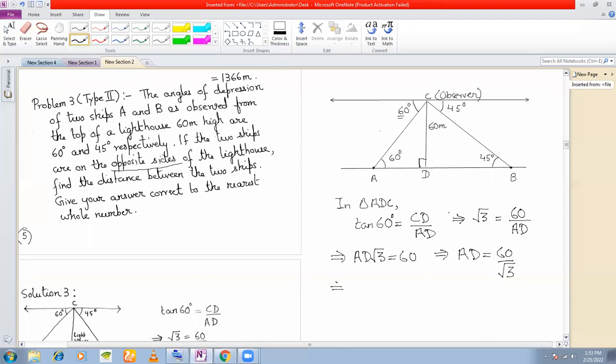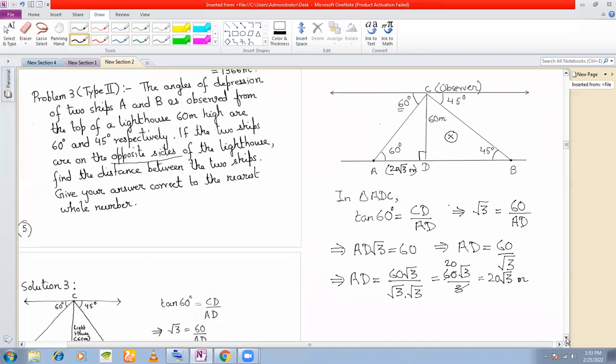Rationalize the denominator by multiplying the numerator and denominator by root 3. So 60 into root 3 divided by root 3 into root 3. So you get 60 root 3 by 3. So this cancels here. You get only 20 root 3 meters. That is the unit, because the height of the lighthouse is given in meters. So you have got this distance as 20 root 3 meters.